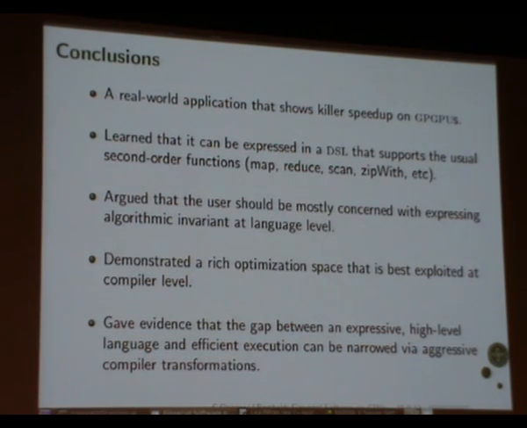So in conclusion, we have seen a real-world application that shows good speedups on GPUs, and we have learned that it can be expressed in a DSL that supports the usual second-order functions, and for one basic block we needed monadic code. We have argued that the user should mostly be concerned with expressing algorithmic invariance, and the compiler should be able to take advantage of this algorithmic invariance. And we have also demonstrated the rich optimization space that is best exploited at compiler level because there is the whole information. Thank you very much.